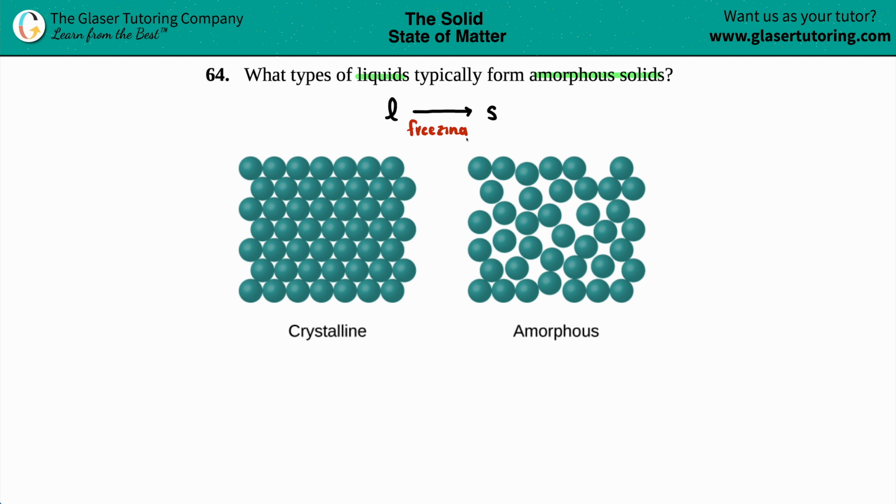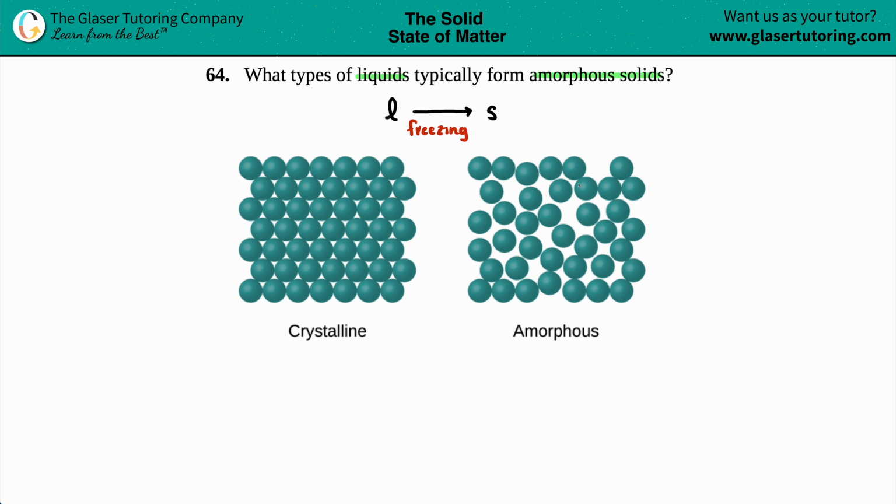Now, when a liquid freezes, it will form basically one of two different types of solids. The most popular solid that a liquid will form when it freezes is a crystalline solid, in which all of the atoms or the ions or the molecules, the repeating units, are nicely stacked together, and it's a beautiful thing. It's very beautiful to look at.